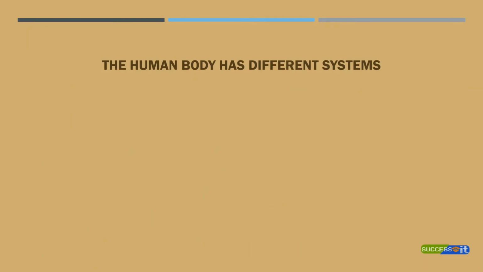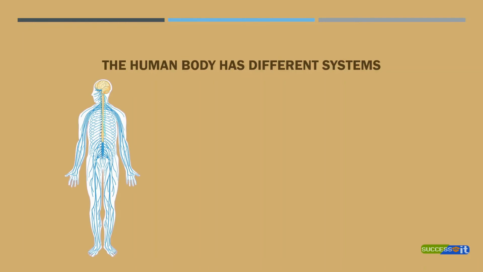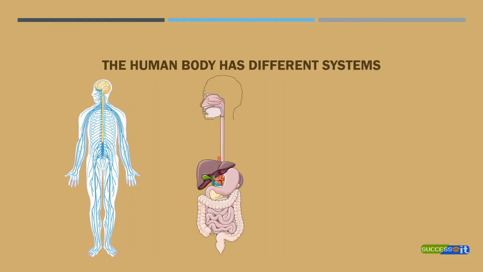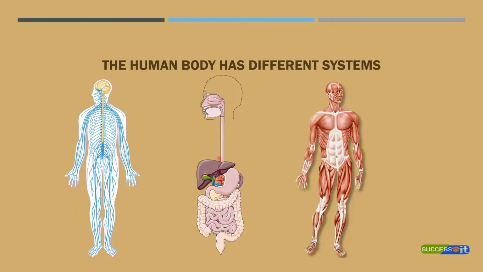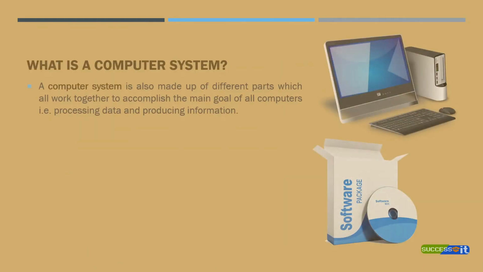We are surrounded by all sorts of systems. In fact, we actually have quite a few systems inside our bodies. For example, the nervous system, the digestive system, even the muscular and skeletal systems. These systems are not just one part, but are many parts working together towards a goal. A computer system is also made up of different parts which all work together to accomplish the main goal of all computers, that is, processing data and producing information.